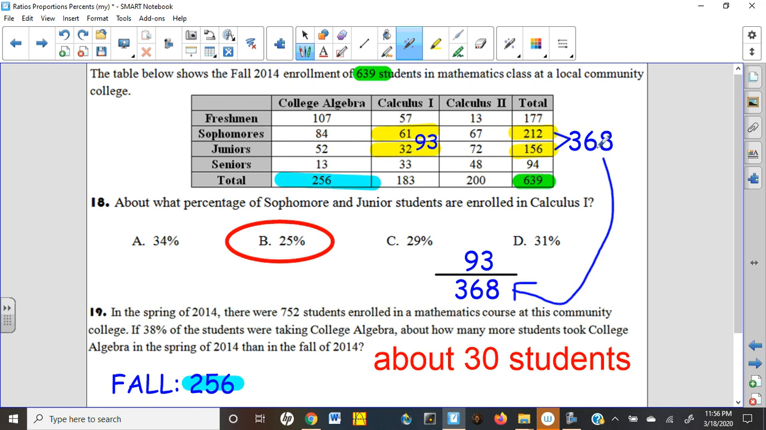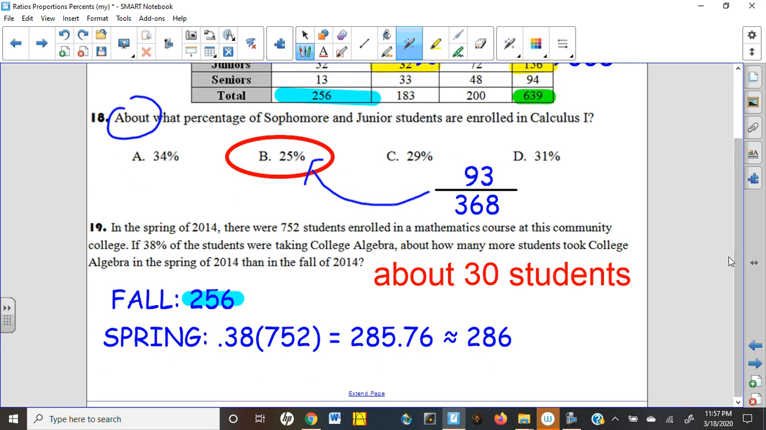But how many of those 368 are actually taking Calc 1? Well, not these. Those are taking Calc 2, not these. They're taking college algebra. Just these, which is 93. And so the percentage of sophomores and juniors taking Calc 1 is 93 out of 368, which your calculator will tell you is about 25%. Notice it did say about, so it's kind of a little bit of a rounding off problem.